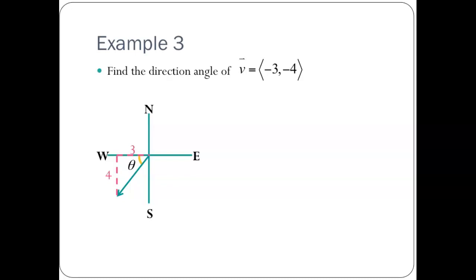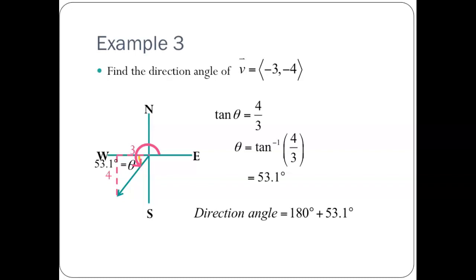Well, just like before, we are working with a right triangle, so tangent theta is equal to 4 over 3. And to find theta, we just find tan inverse. Again, make sure your calculator is in degree mode. So tan inverse of 4 over 3 comes out to be about 53.1 degrees. But remember, we're trying to find the direction angle. So here we did find theta is 53.1, but the direction angle is starting from the positive x-axis. So this measurement is what we're trying to find. So we just have to add 180 to 53.1, and that comes out to be 233.1 degrees. So that is the direction angle.